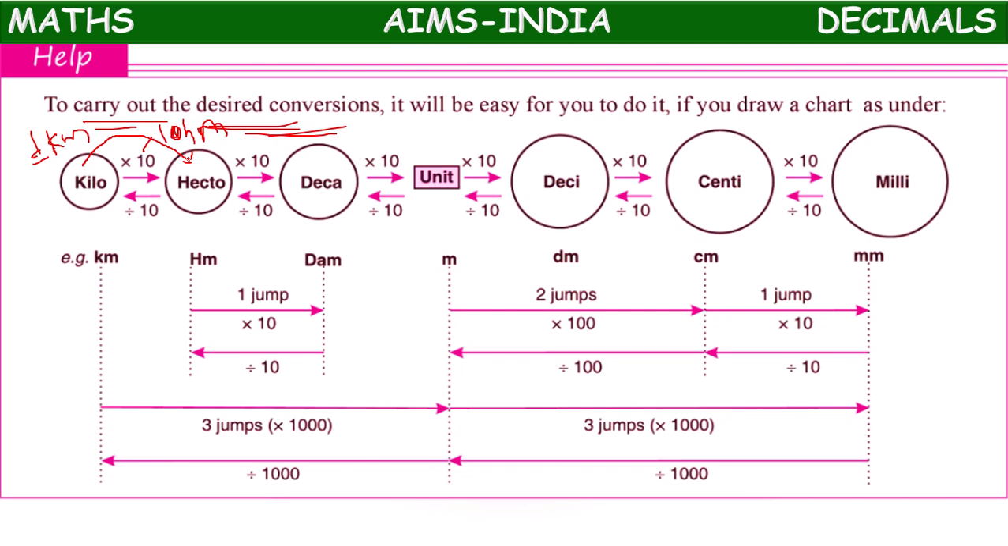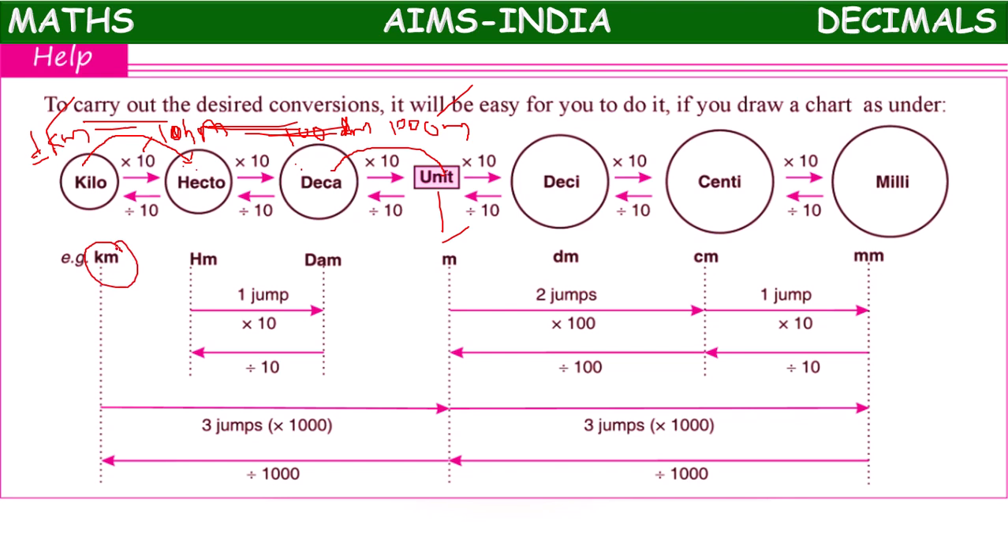If you want to convert hectometer into decameter, 1 hectometer equals 10 decameter. So 10 hectometer equals 10 into 10, 100 decameter. For converting deca into the normal unit, again you have to multiply by 10. 100 into 10, 1000 meters. So 1 kilometer equals 1000 meters, because in the units place we are having meter.